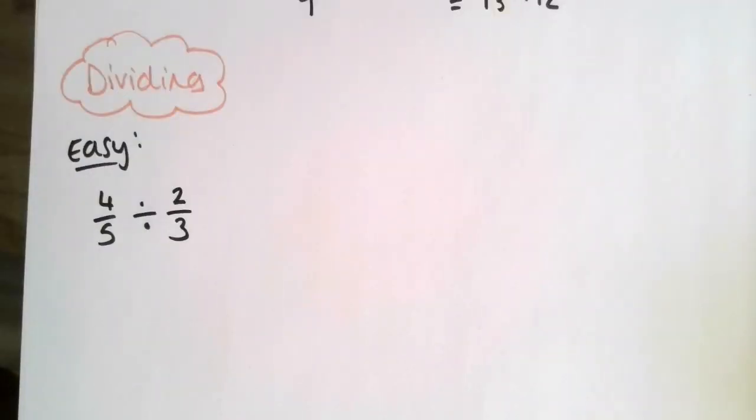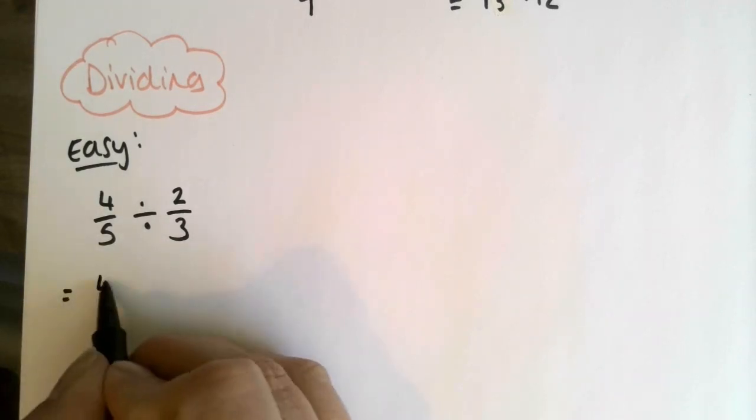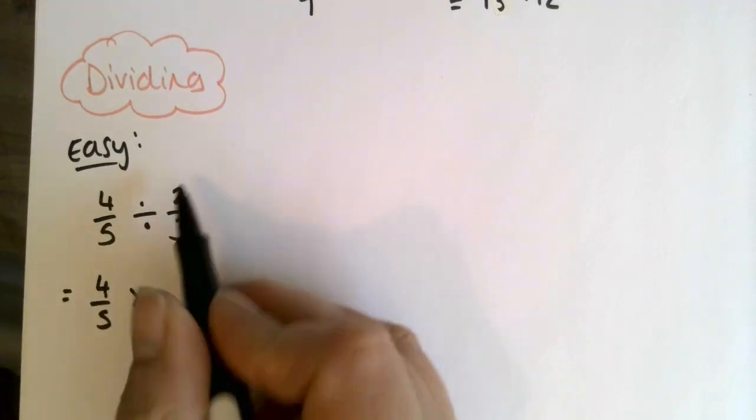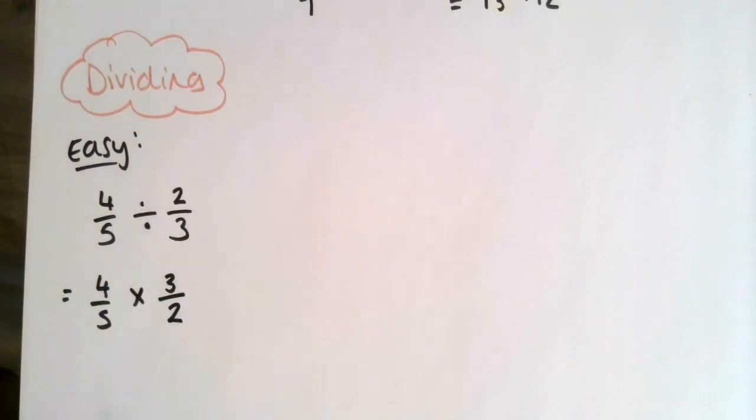Right, dividing then. So start off with an easier one. If we were dividing 4/5 by 2/3, the first thing that we have to do whenever we're dividing by fractions is to turn the second fraction upside down and multiply. So the fraction that you're dividing by, you turn it upside down and you multiply. So this becomes 4/5 multiplied by, turn this upside down, 3/2.